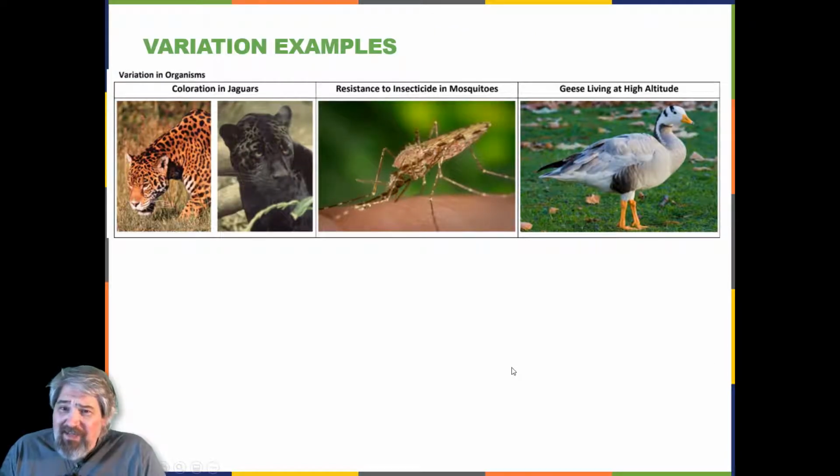But the variation that we looked at were in the coat colors of the jaguars, the insecticide resistance in the mosquito, and then geese that were able to fly at much higher altitudes than other geese. Now, each of these had something that was different about one group than the other, and our goal was to explore what could cause that difference.